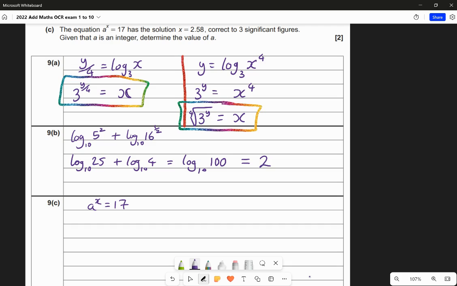So if I take logarithms of both sides, I don't know what a is, so I can't take a specific base yet. I'm going to do base 10. So when I write log, it's just log base 10, because that's the most common base, because our number system is based around the number 10. So log of a to the power of x is log of 17. Then I can use the log law to bring x out of the logarithm. So x multiplied by log a is the same as log 17.